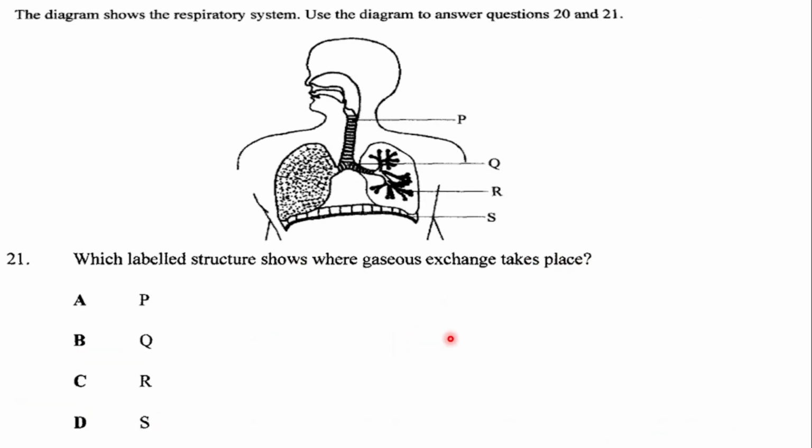Let's move on to question number 21. And we're looking at the same diagram. And it says, which labeled structure shows where gaseous exchange takes place?